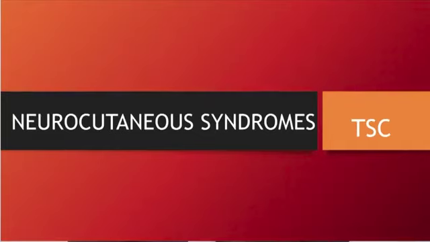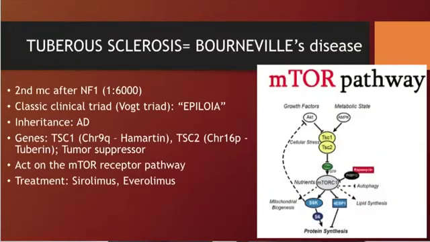Hi friends, so this is the second video in the series on neurocutaneous syndromes. We've already talked about NF1 and 2, and today we'll be discussing a very important neurocutaneous syndrome, which is tuberous sclerosis or TSC. TSC is also called Bourneville's disease, which is a one-liner that you need to know. It is the second most common neurocutaneous syndrome after NF1.